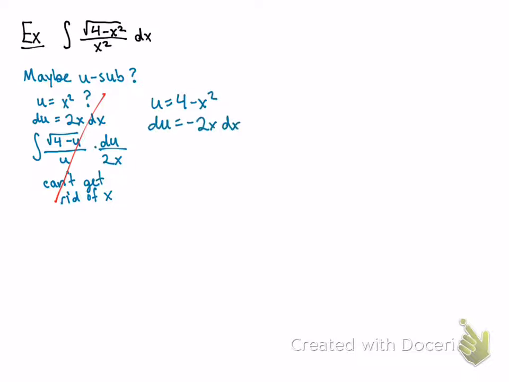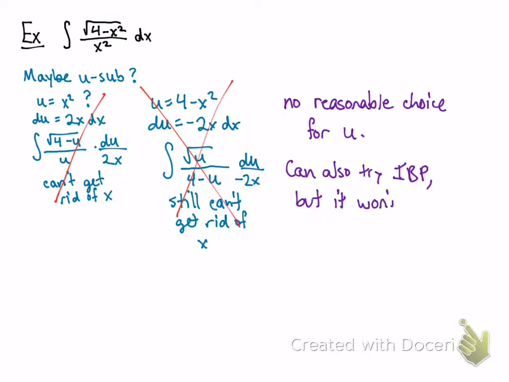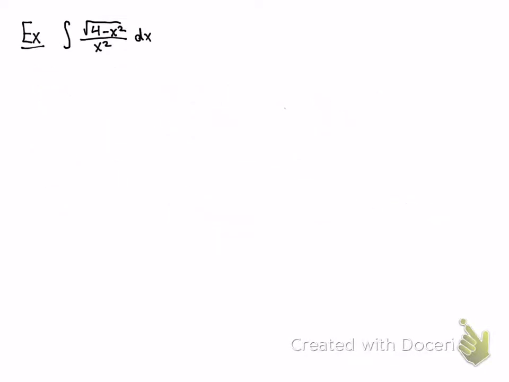Maybe a different u, 4 minus x squared instead of just x squared. Well, the same sort of thing happens. I have this x that I can't really get rid of well. In fact, there's not really a good u substitution. Now, there are ways to do this integral using u substitution, but they're not pleasant. And you might try integration by parts or something, but it doesn't really work either. So instead, we're going to do this new thing, trig substitution.